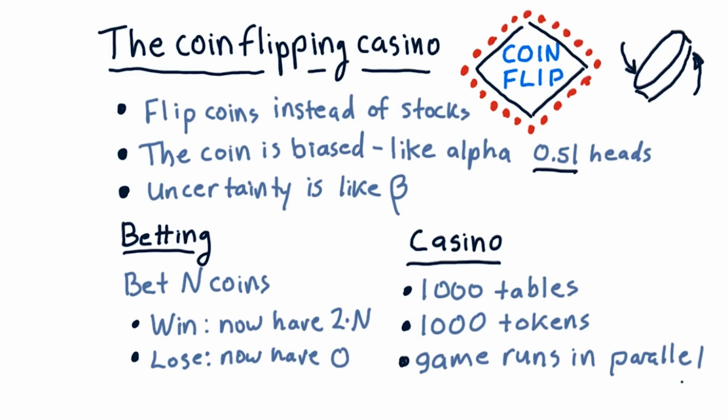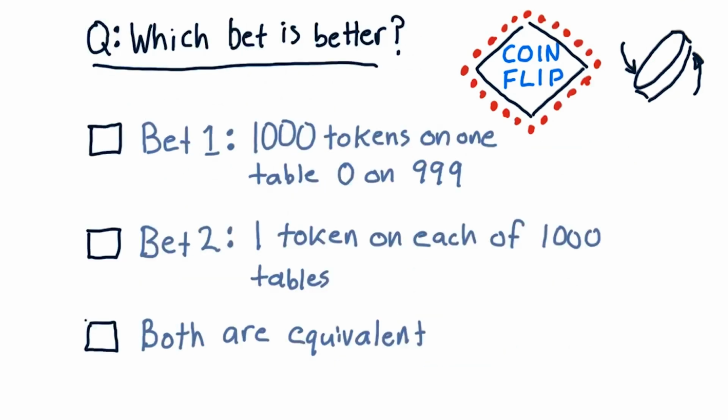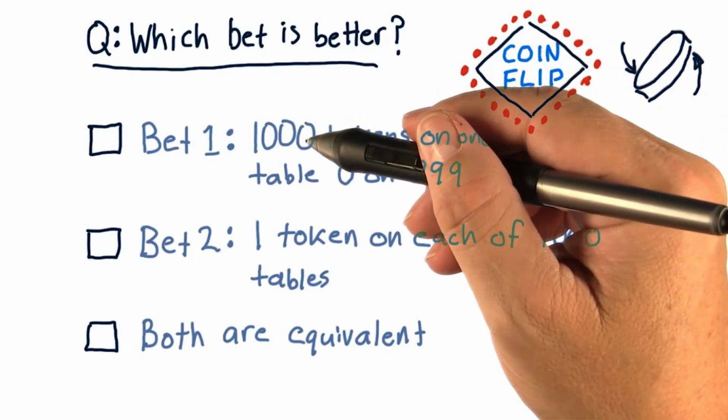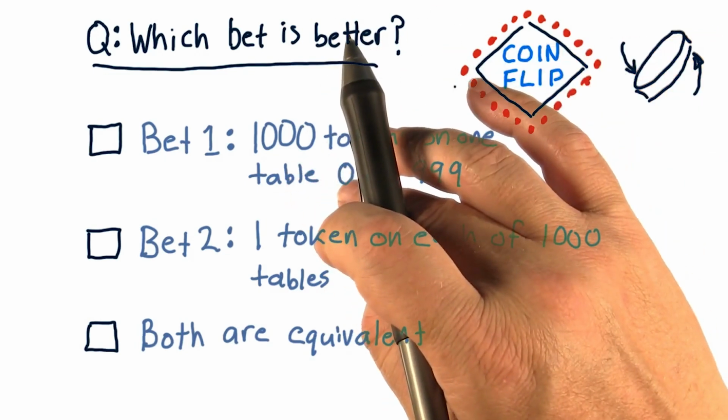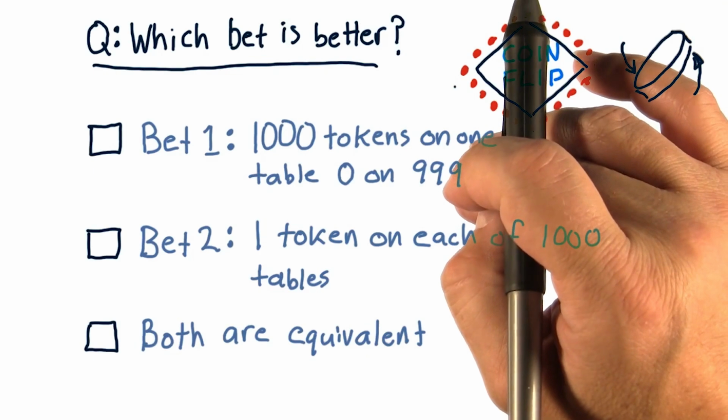Now that we've set up this environment to experiment with, I want you to think a little bit about how you would allocate these tokens. Is it better to bet all your tokens on just one coin flip, or is it better to bet on multiple coin flips at once? I want you to consider these two scenarios, two different ways to bet. In one case, you put all of your 1,000 tokens on a single table and 0 of your tokens on the other 999.